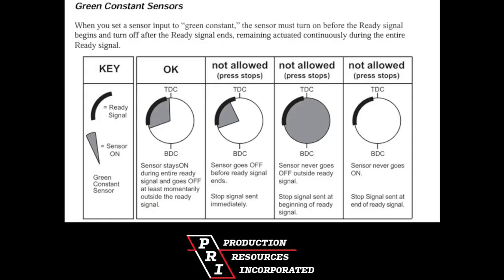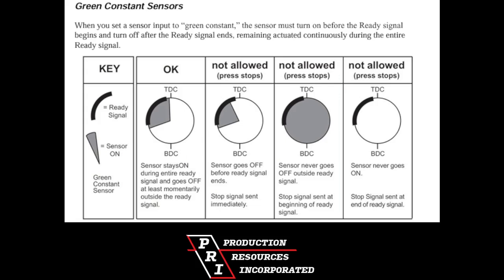Again, here is our criteria which must be met for our green constant sensor. The dark ink here is our ready signal, and the shaded is our sensor activation. As you can see, the sensor turns on before the ready window starts, or the ready signal, and ends after the ready signal ends. This is how we satisfy a green constant sensor.